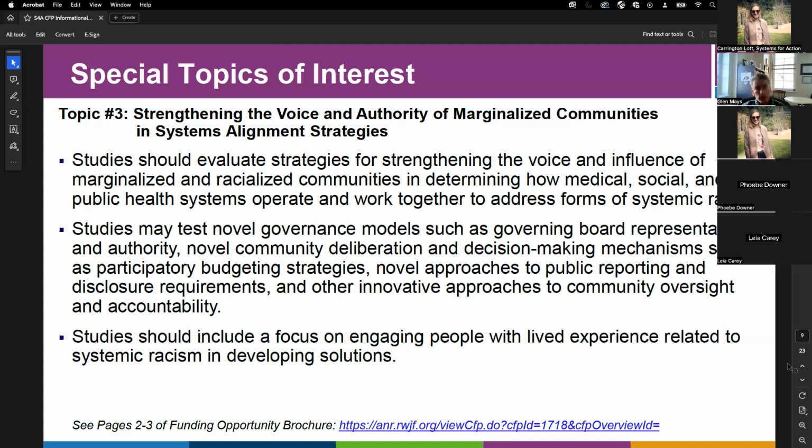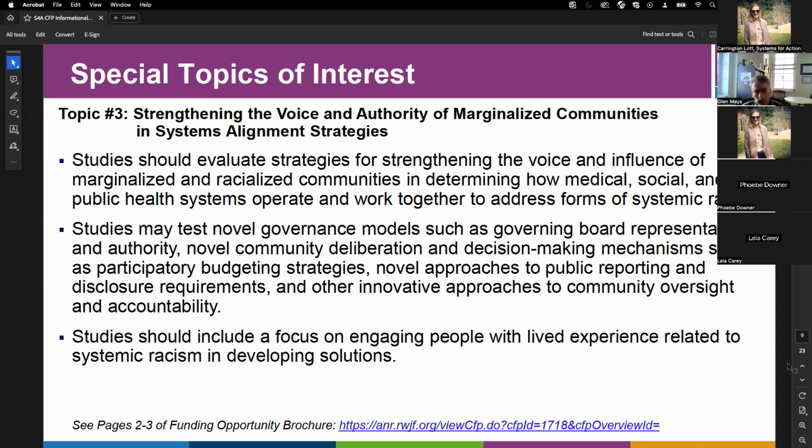So, for example, studies proposed under this topic area might test novel governance models, such as looking at who's represented on the governing boards that operate within medical, social, and public health systems. They might test novel community deliberation and decision-making mechanisms. They might test things like participatory budgeting strategies or novel approaches to public reporting and community engagement or public disclosure requirements, or other types of innovative ways of positioning marginalized communities into greater positions of influence and authority, oversight, and accountability within medical, social, and public health systems.